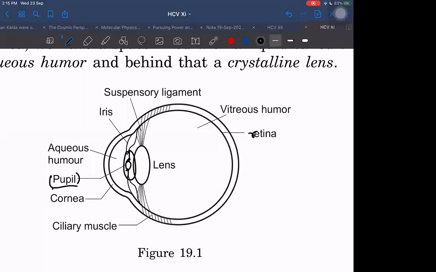Then this pupil, we will not do anything. It will automatically get enlarged. We don't have control over this, and as it automatically gets enlarged, we are able to see the light, right?